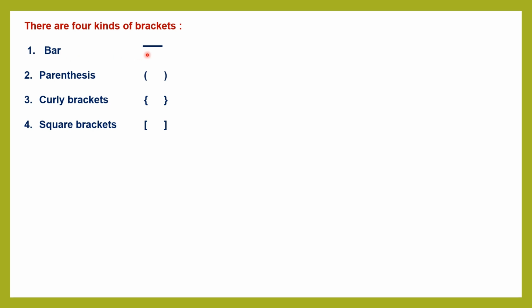The bar bracket, which is a bar above the numbers above an operation. Then we have the parentheses, where we have brackets that are open like this and closed, and inside you have the operation. Then we have curly brackets. The opening is like this, the closing is like this, and there is an operation inside. Then we have the square brackets, which is drawn this way, and then we have the operation inside.